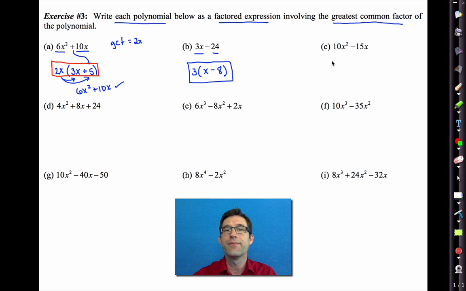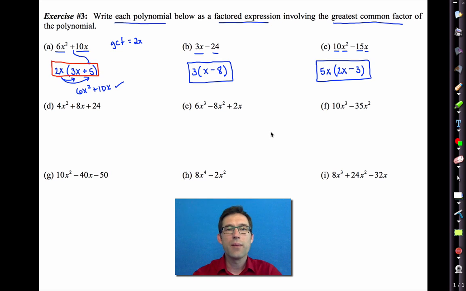Let's take a look at C. Here, a little more complicated. I've got the 10 and the 15. There's a 5 that divides into both of them. For x squared and x to the first, that'll just be an x to the first. What do I have to multiply 5 by to get 10? That's 2. What do I have to multiply x by to get x squared? That's x to the first. The minus comes along for the ride. What do I have to multiply 5 by to get 15? That's 3, and I already have the x. So there it is.